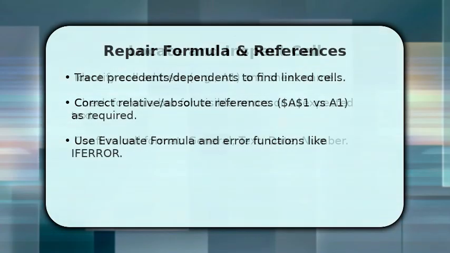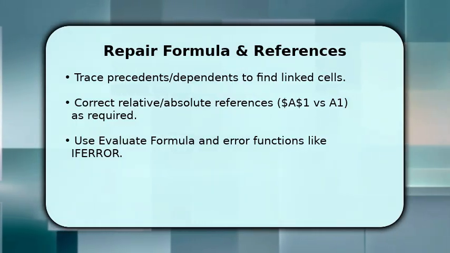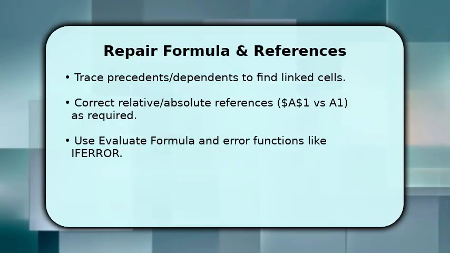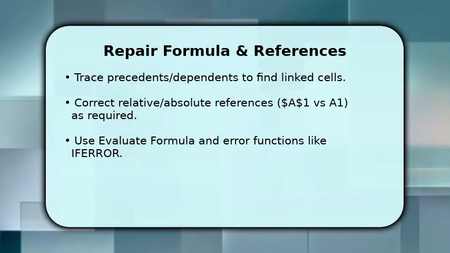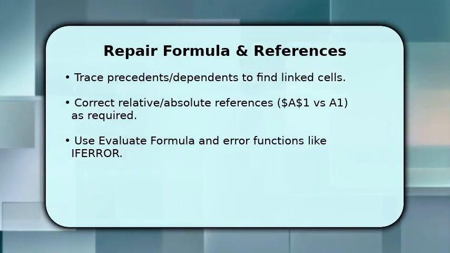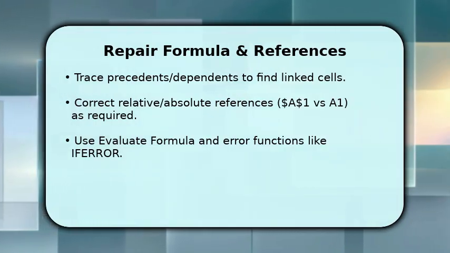Press formulas, trace precedents to see upstream sources because a wrong input cell causes downstream errors. Then edit the formula, adjusting relative versus absolute references. Use $ when you need a fixed row or column. Use evaluate formula to step through calculation and spot where values diverge.